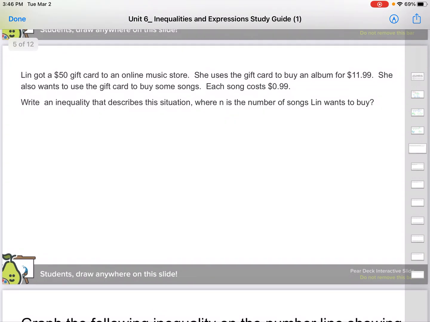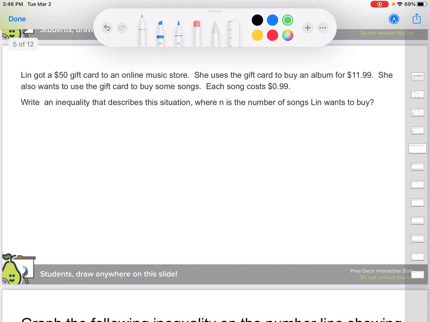Lynn got a $50 gift card to use in an online music store. She uses the gift card to buy an album for $11.99. She also wants to use the gift card to buy some songs. Each song costs 99 cents. Write an inequality that describes the situation where n is the number of songs Lynn wants to buy.